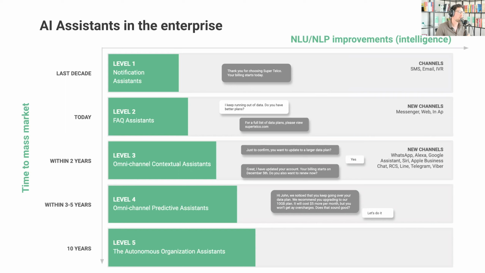Now, the next step, which some companies are already pushing toward, is to create omni-channel contextual assistants, right? So we're going to be opening more channels. We're going to be on the socials. We're going to be on WhatsApp. We're going to be on the Google Home.